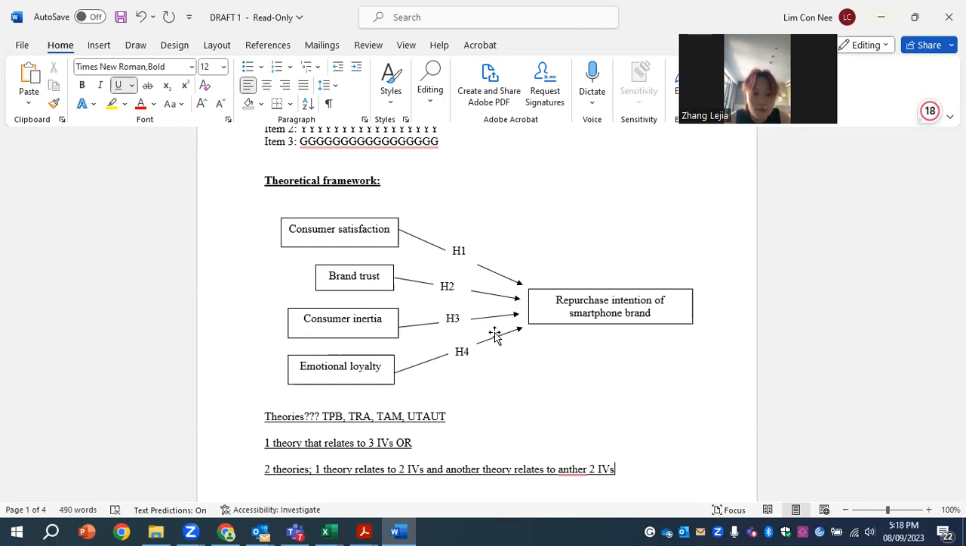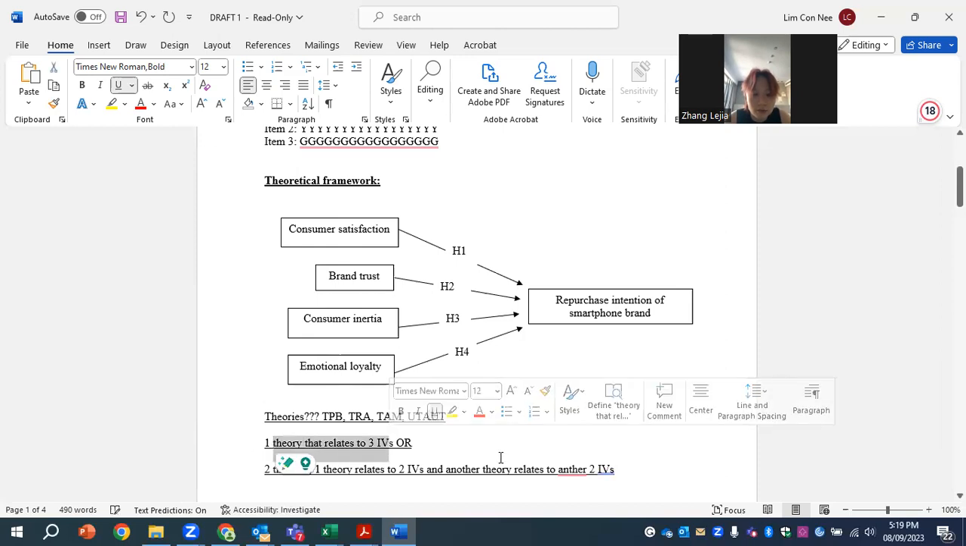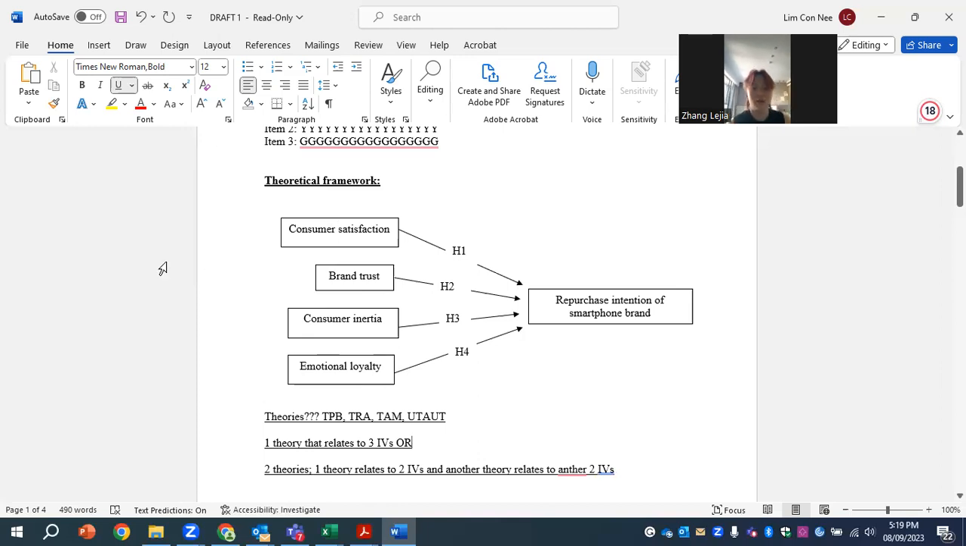We have many theories. You can just think and see what theory the variables you have found relate to. It should be related to a theory. So you can have one theory that relates to 3 IVs. The other one maybe has no relationship with the theory, doesn't matter. Or you want to have 2 theories: the first 2 IVs relate to one theory, the third and fourth IV to another theory, also can.